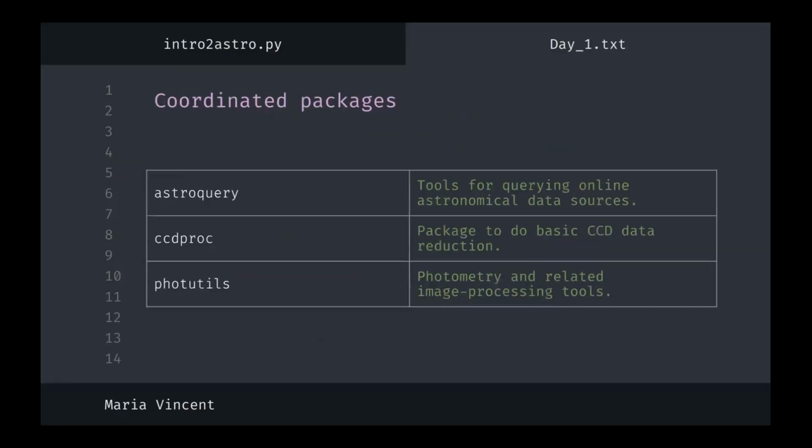Then you have other coordinated packages, which are affiliated packages separate from Astropy, but you can use them with Astropy to make your observing planning or data reduction a lot easier. AstroQuery, ccdproc, and FOATutils are examples of that.